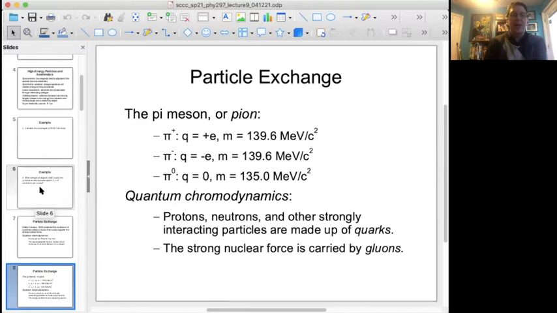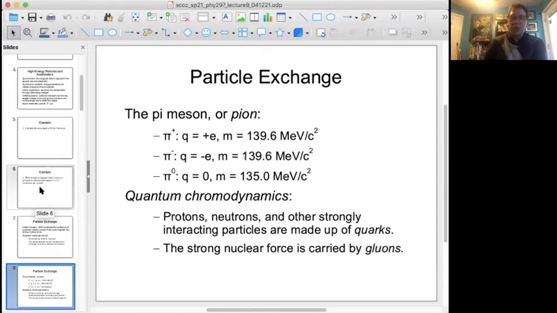regulates the force. So one example of a meson is the pi meson, and there are three types depending on the charge. So the pi plus meson has a charge of positive e. The pi minus meson has a charge of negative e. Basically, the pi minus meson is the antiparticle of the pi plus meson. They have a rest energy of 139.6 mega electron volts. The pi zero, or the neutrally charged pi meson, has a rest mass of 135.0 mega electron volts. So it's not quite as energetic as the charged pions.